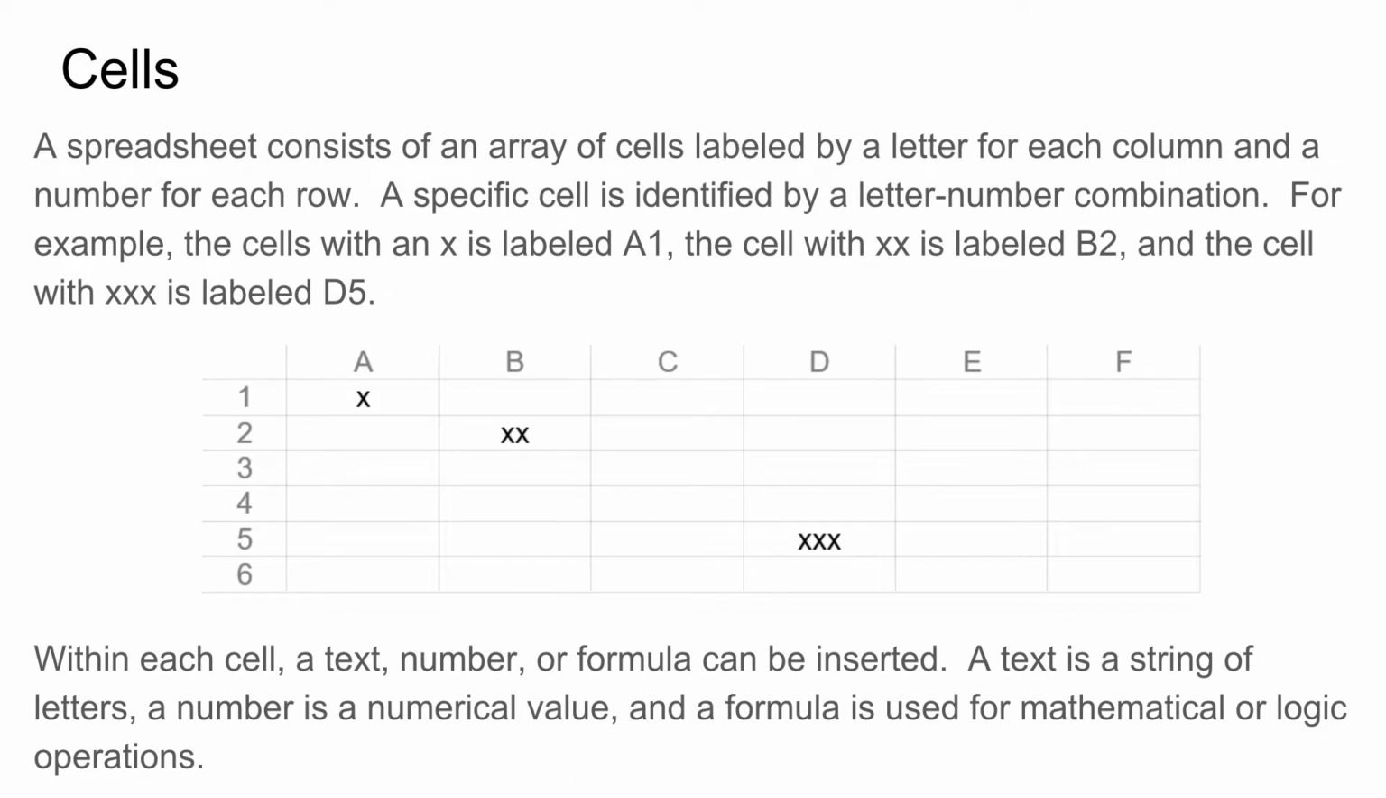So the first aspect of spreadsheets that you need to understand is that a spreadsheet consists of an array of cells labeled by a letter for each column and a number for each row. So when you call out a specific cell, you call out the letter and then the number. For example, if you're looking for cell A1, we go to column A, then row 1. So A1 has an X here. D5, so we go to column D and then row 5, and we see that there are 3 X's here.